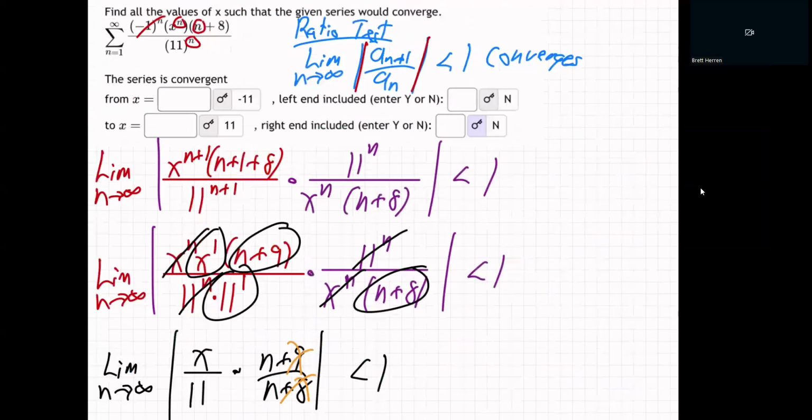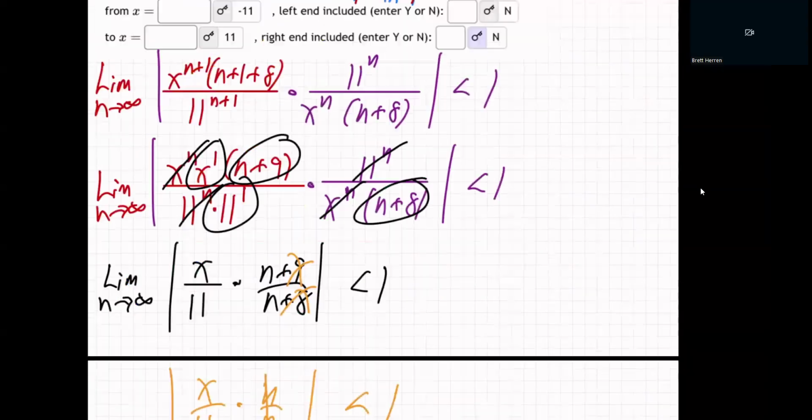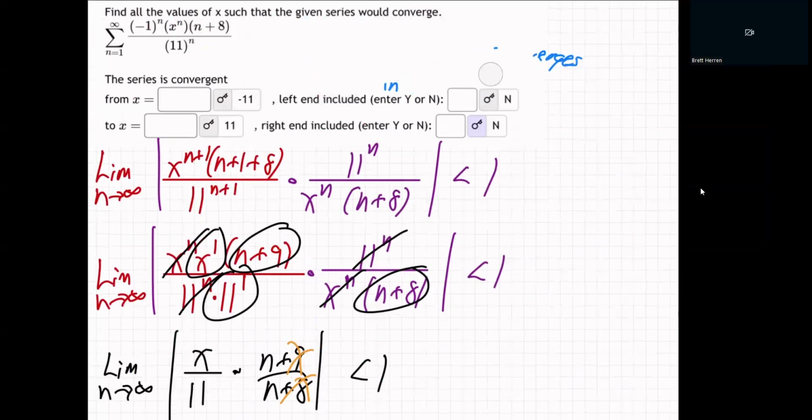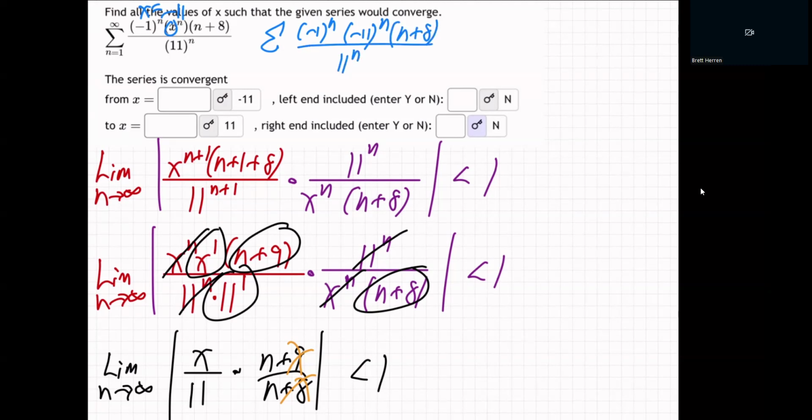So if I go back to this original series, let me just do it right here. I'm just going to take this series and I'm going to plug in first off the negative 11 for x. I'm going to let x be negative 11, plug it in right there. So what does this mean then? This is the sum of negative 1 to the n, negative 11 to the n plus 8 over 11 to the n.